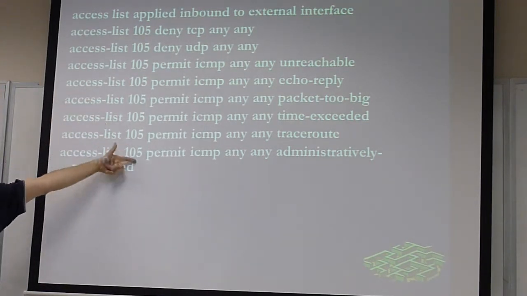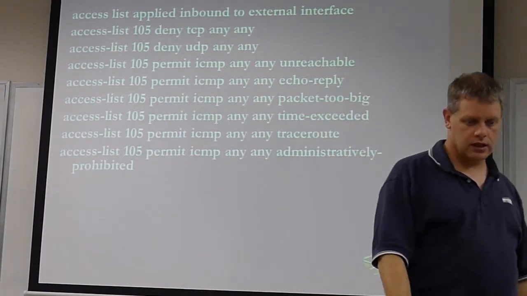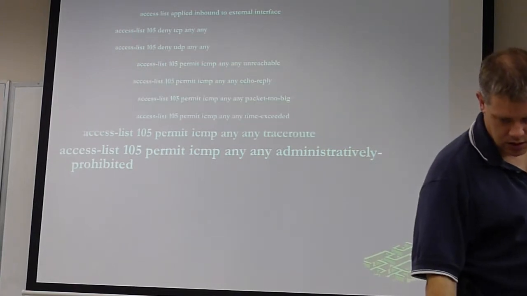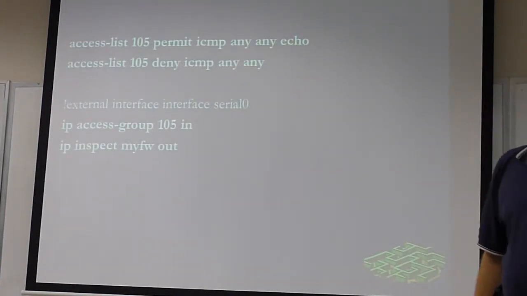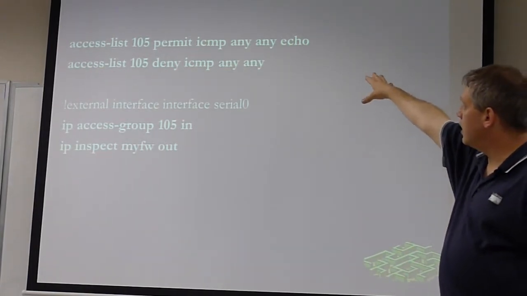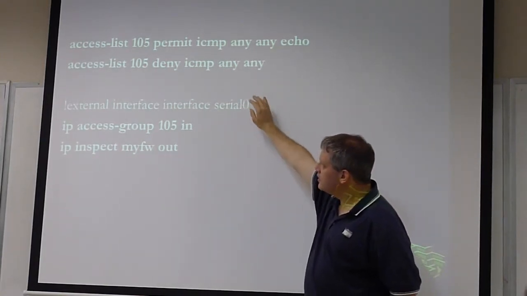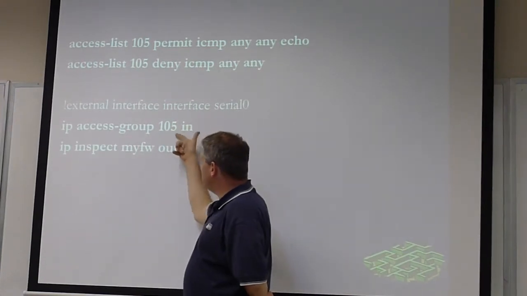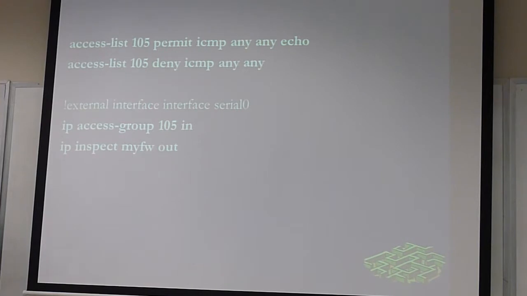And then these are different permits for ICMP, for example. All right. That kind of finishes up the ICMP, and it'll deny any other type of ICMP flag. Then you apply it to the inbound interface. In this case, for example, we'd be applying it right here.